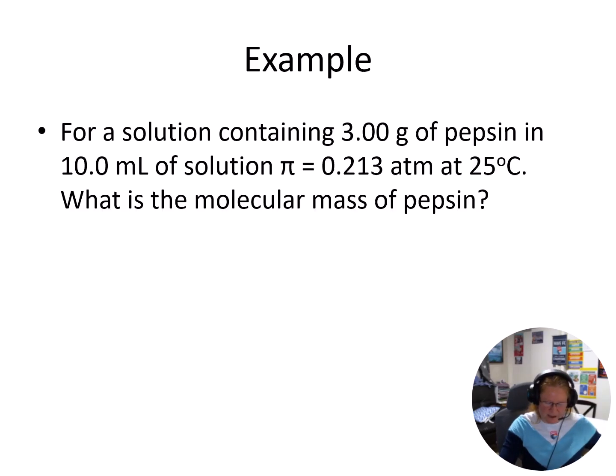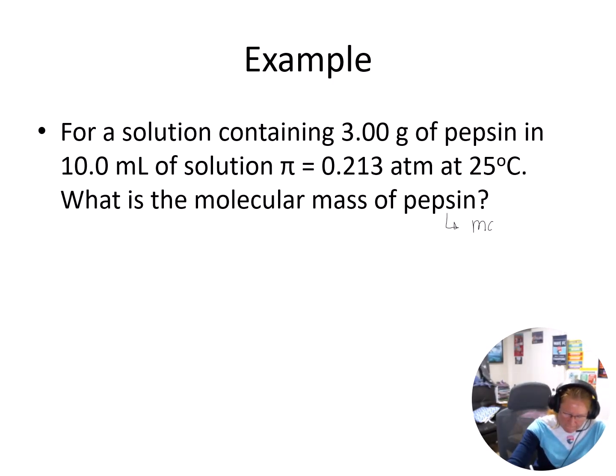All right, so let's try an example. This is similar to the example that spazzed out on me, where we're going to use some colligative property data to figure out the moles of something and then its molar mass. Now, pepsin is a macromolecule. These are huge, so we're going to get a giant molar mass here. So I've got 3 grams of pepsin, 10 mL of solution, and an osmotic pressure. What's my molecular mass? Okay.